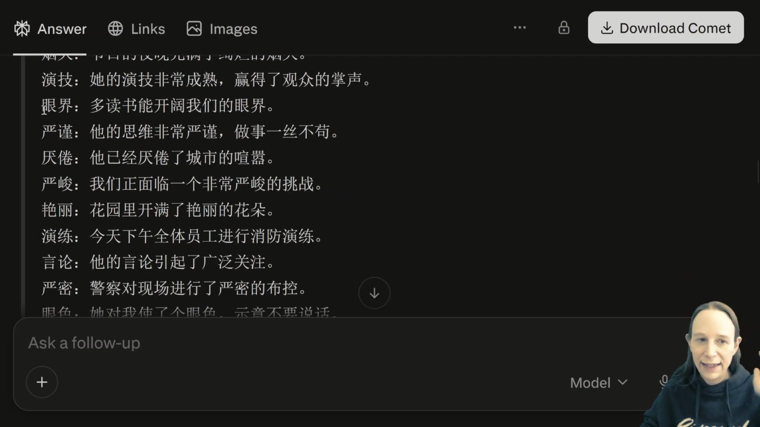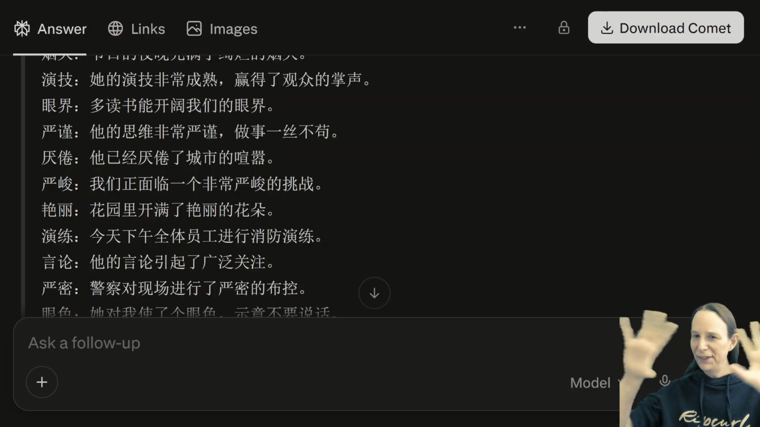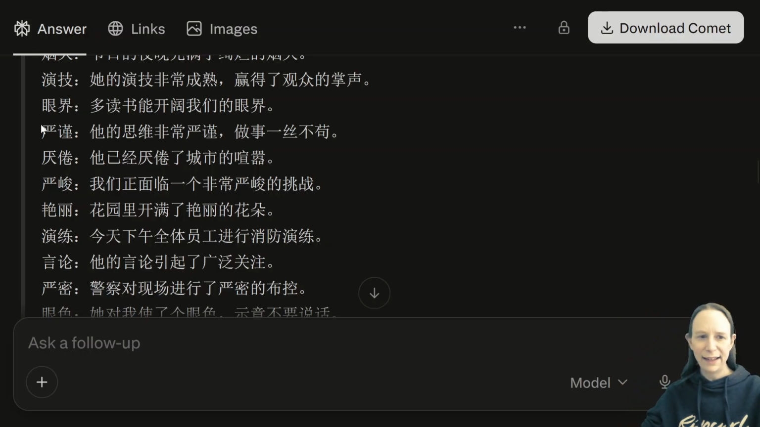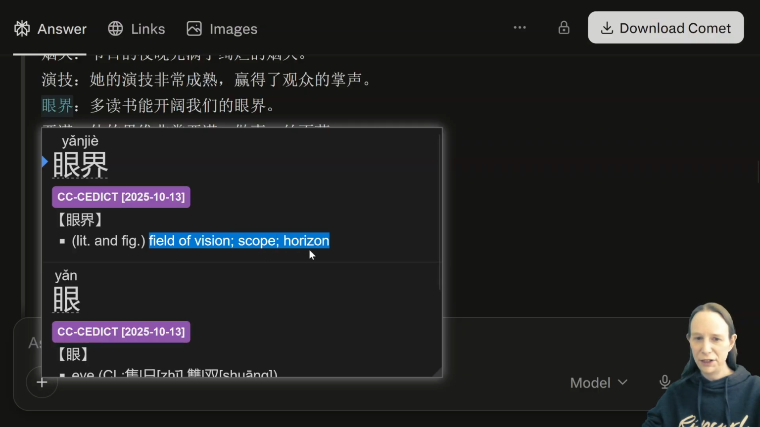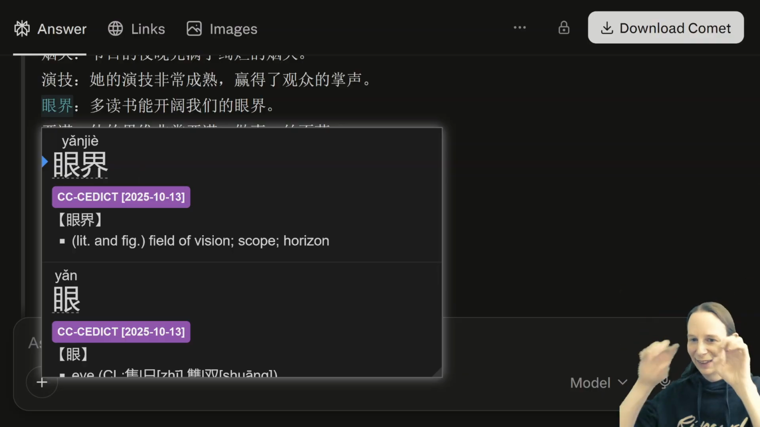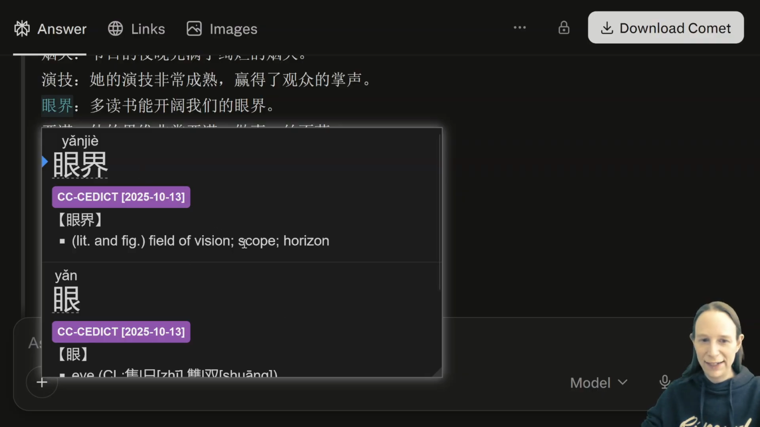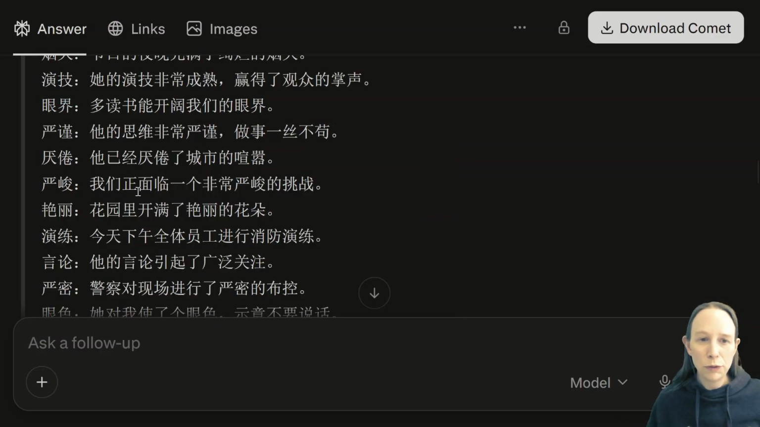Yeah. 眼界. This is like one's field of view or something like this, right? 眼界. Field of vision, scope, horizon. Okay, so 眼界 literally is the things you can see immediately, but figurative in this sort of thing. Right. 多读书能开阔我们的眼界. Okay, so this is like field of view. So reading more broadens our field of view.